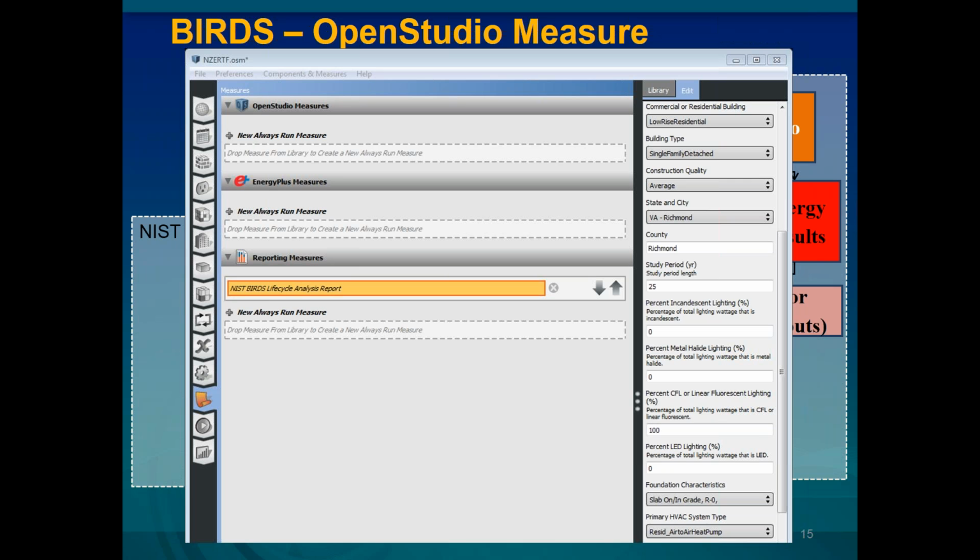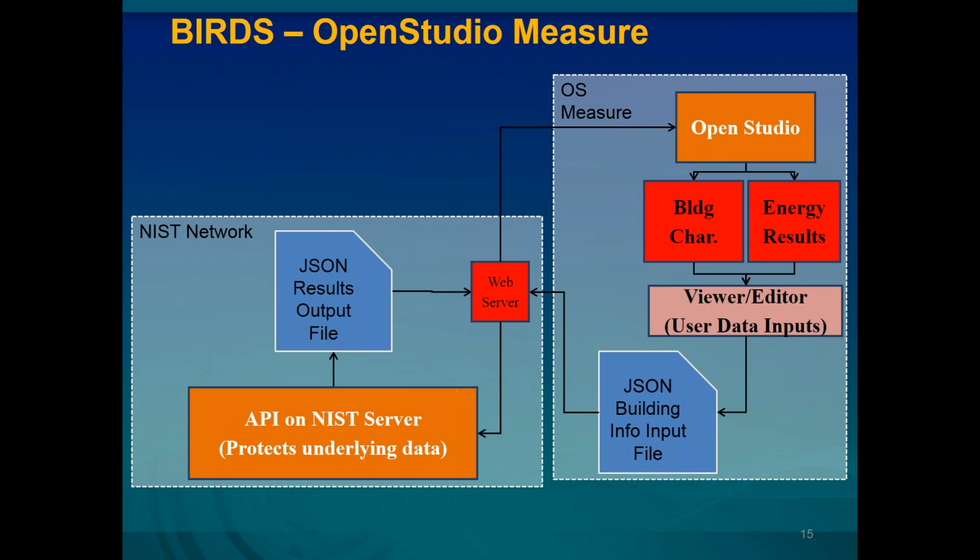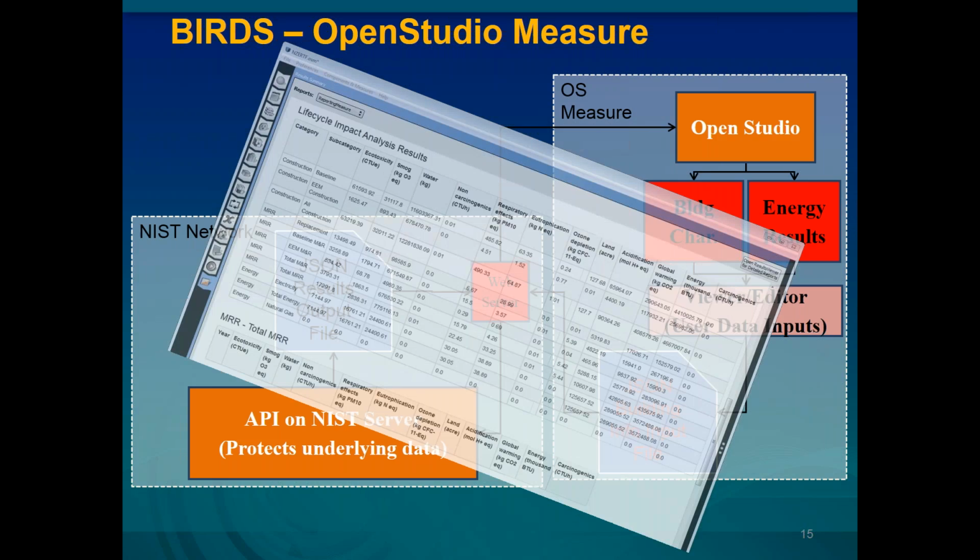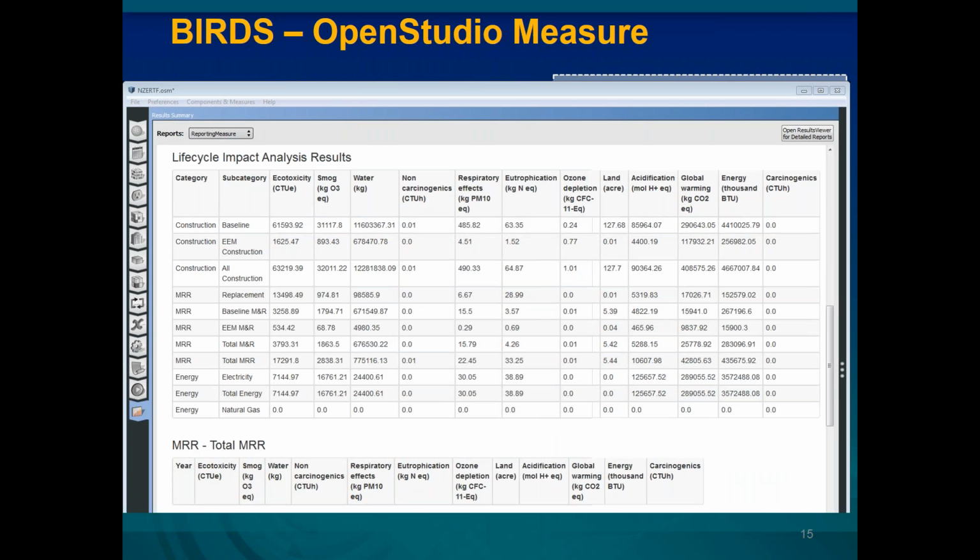But once they've input that information and they run the OpenStudio model, then the model is going to create a JSON file, basically a text file with information that gets sent to a web server. Our API is searching that web server for a file. As soon as the file hits it, we grab it, parse it, run the LCIA calculations, send an output file back, and then that file goes to OpenStudio, and you can visually see that in OpenStudio as a report. So you never have to leave the tool.